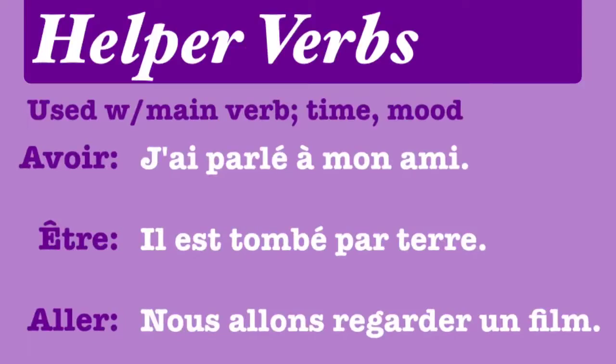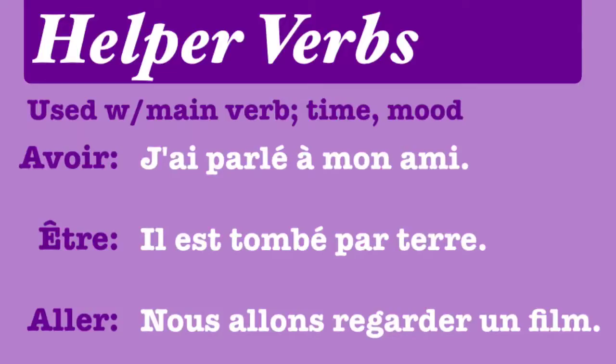So in our first 2 examples here, we have avoir and être, and they're actually being used to express the past tense, what's called le passé composé. So the past tense in French is made up of 2 verbs. You have your helper verb, which is either going to be avoir or être, conjugated in the present tense, and you have your main verb that's put in the past tense using what's called the past participle. Most verbs are conjugated with avoir in the past, but there are about 20 verbs that are conjugated with être.